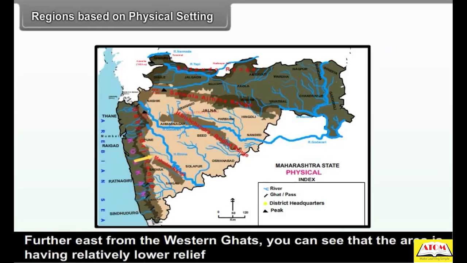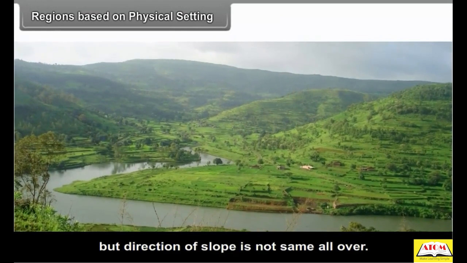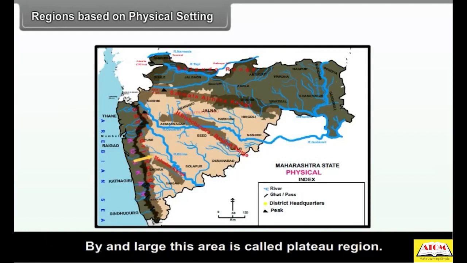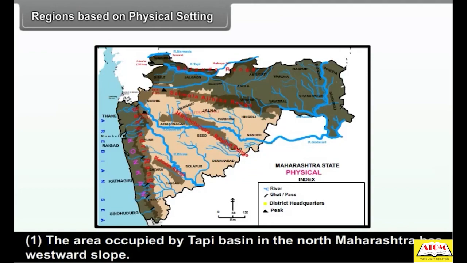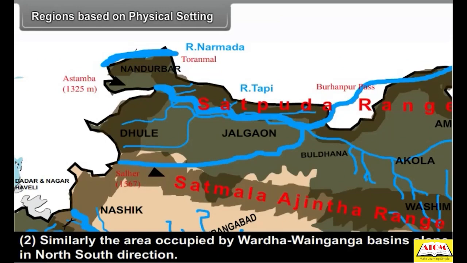Further east from the Western Ghats, you can see that the area has relatively lower relief, but the direction of slope is not the same all over. We shall have to take help of slope direction to identify physiographic regions of the area to the east of the Ghats. By and large, this area is called the plateau region. We can identify three distinct regions on the basis of direction of the slope. Number 1. The area occupied by the Tapi Basin in North Maharashtra has a westward slope. Number 2.